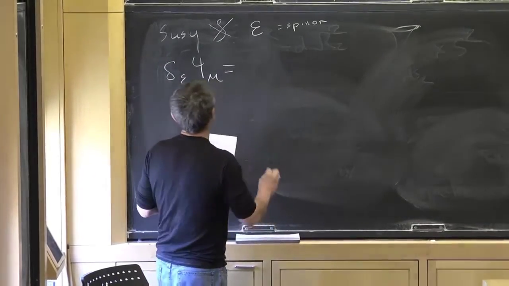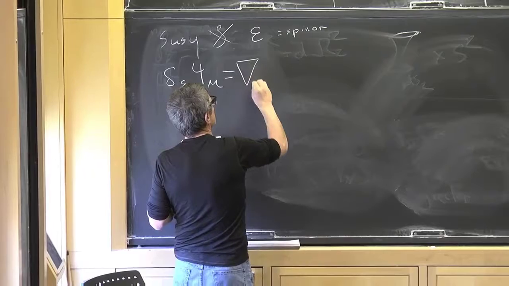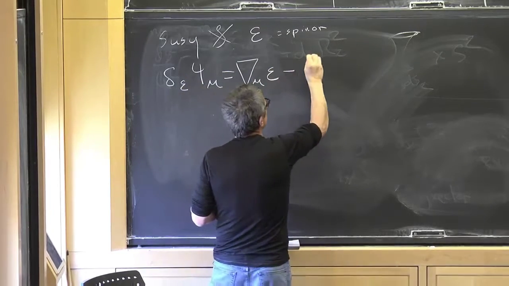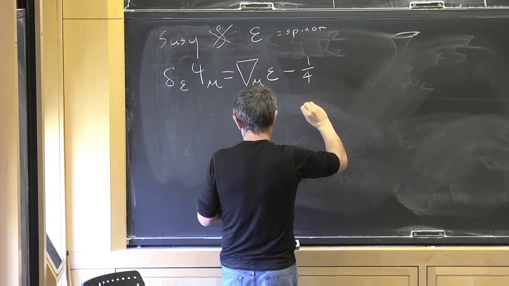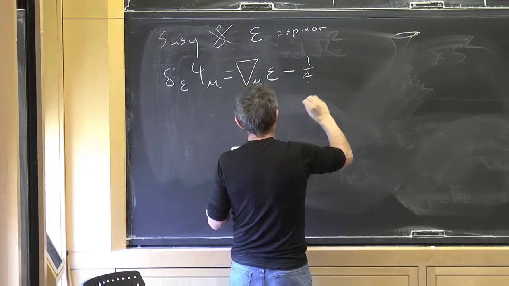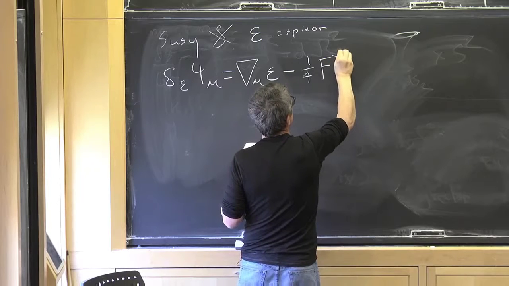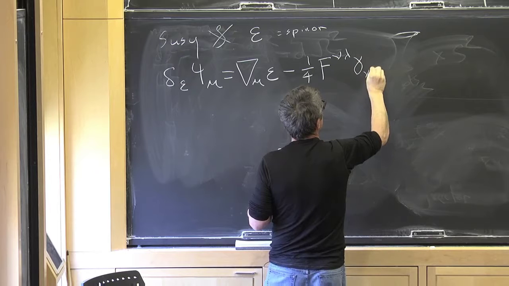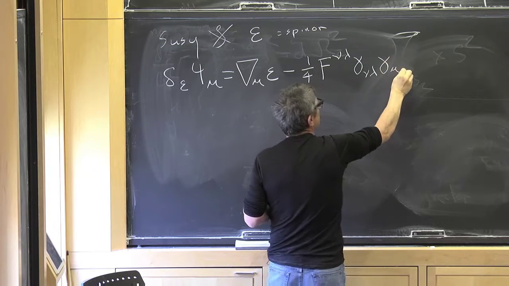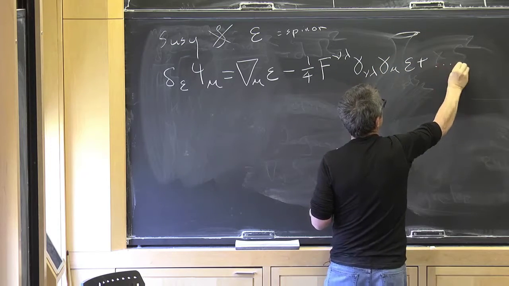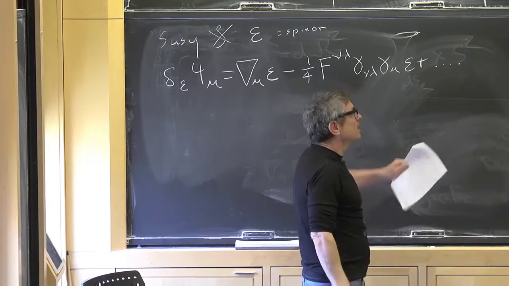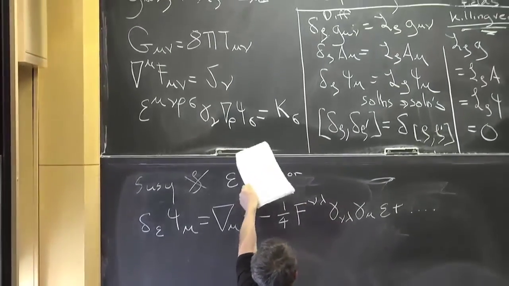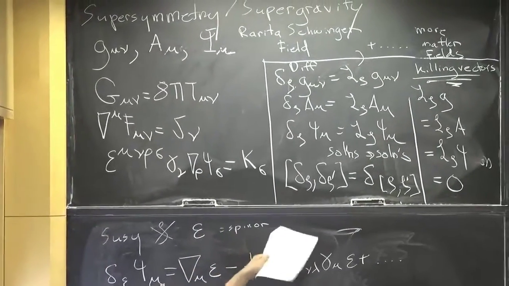So delta epsilon psi mu is the covariant derivative of the spinor epsilon minus 1/4 F nu lambda gamma nu lambda gamma mu epsilon plus dot dot dot. And exactly what the dot dot dot is may depend on exactly what kind of matter is coupled.